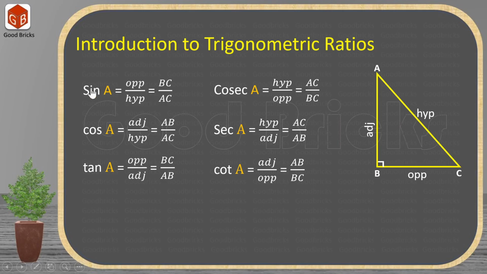And you might be knowing already sin theta is nothing but opposite by hypotenuse, cos theta is nothing but adjacent by hypotenuse, tan theta is nothing but opposite by adjacent. And for these all ratios, reciprocals are cosec, sec and cot theta. So this is what all about introduction to trigonometric ratios.